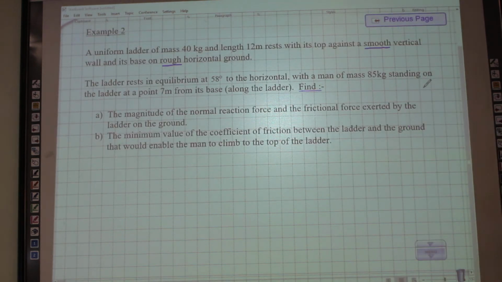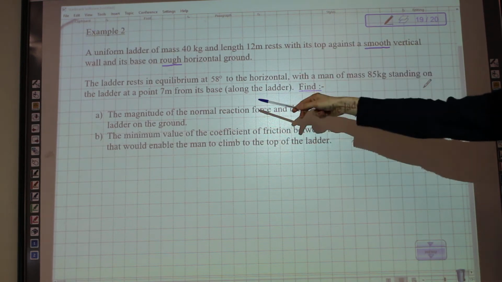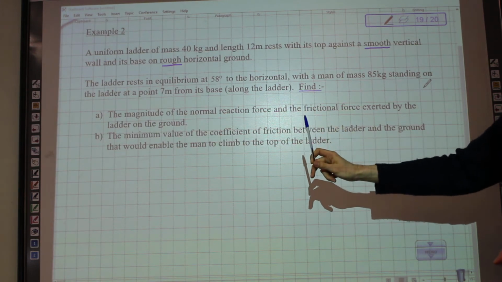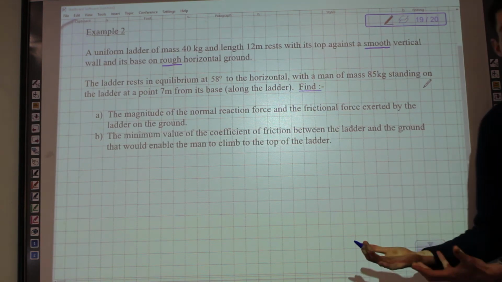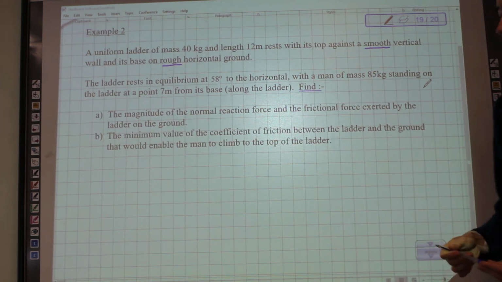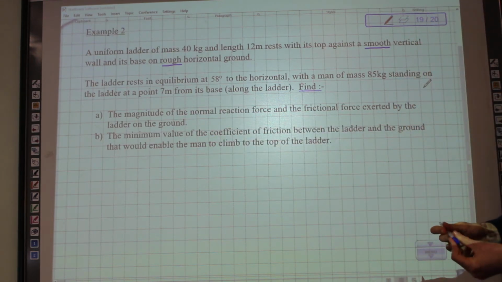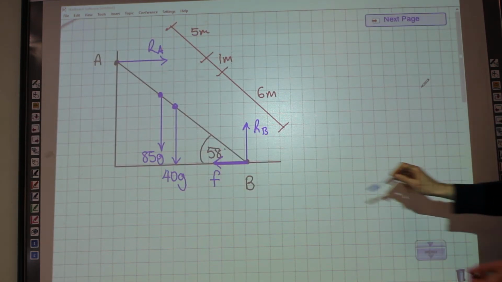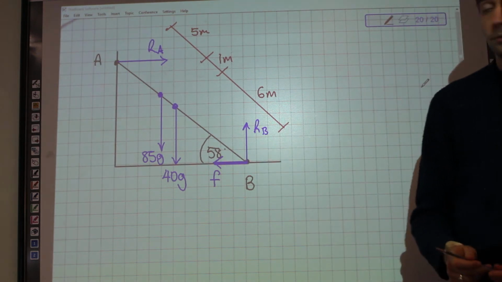Refer back to the question. The ladder rests in equilibrium at 58 degrees to the horizontal, 7 metres from its base. Have I been told the coefficient of friction? I have not. Okay, so I'm on to starting the question, having labelled all the forces that I know are operating on the system. Part A: the magnitude of the normal reaction force and the frictional force exerted by the ladder on the ground. So for this question, ladder on the ground, I'm looking at what forces are going on here. I want to know RB and I want to know the frictional force.